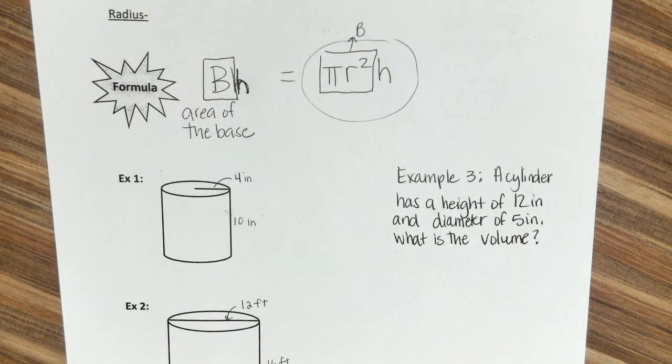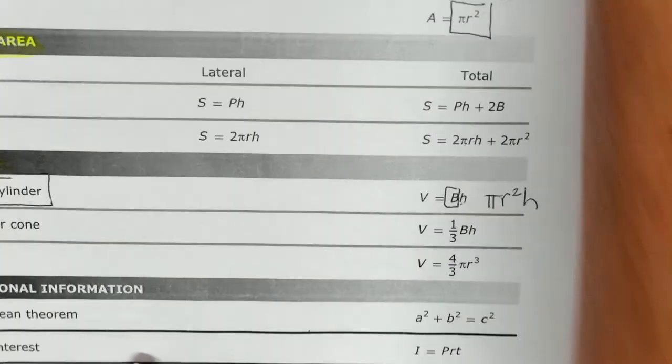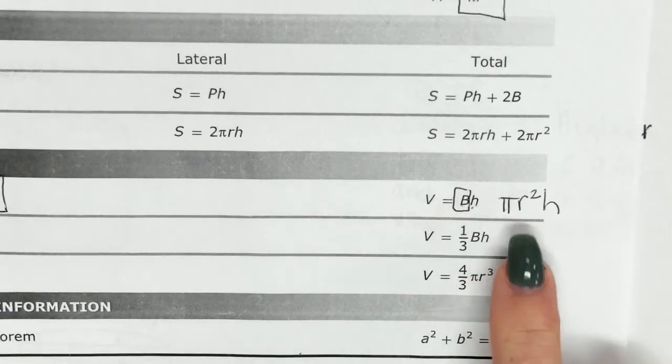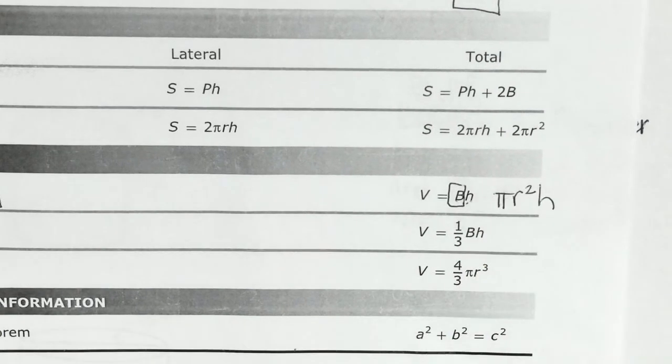Pi r squared h. So on your star chart, I want you to change the formula to say pi r squared h. We are going to memorize that. And we are going to write that before our STAR test so that we don't even have to think about how to find big B. Does everybody understand? All right.